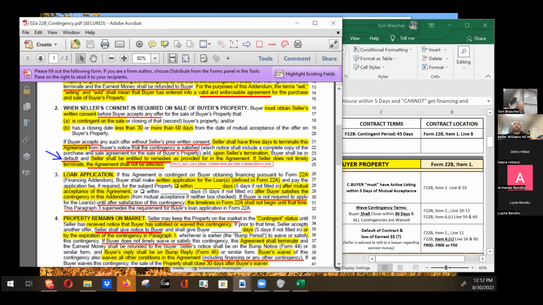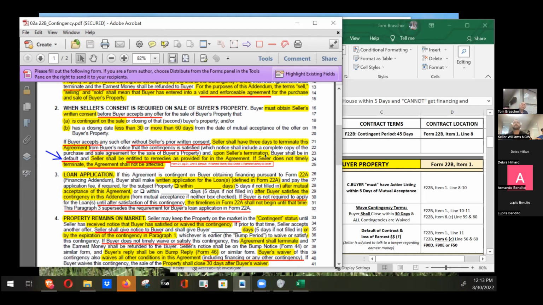So if they go and don't get permission to write mutual, they have an obligation to give them notice that they have mutual. They got to do that. And they have to provide a copy of the contract attached to it. So that's when we turn around and go, hey, wait a minute. You didn't get my prior consent to accepting that contingent offer. So here we go. Which notice shall include a complete copy of the purchase and sale agreement for that sale to the buyer's property.